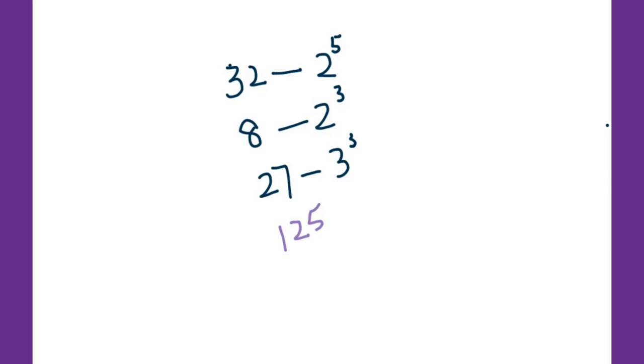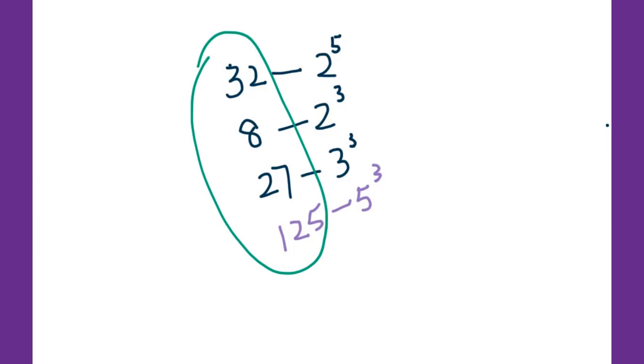32. You got to know 2 to the 5th power. 8, 2 to the 3rd power. And 27, we do 3 to the 3rd power. And then 125, we know that's 5 to the 3rd power. This number is used a lot for the SAT about exponential equations.